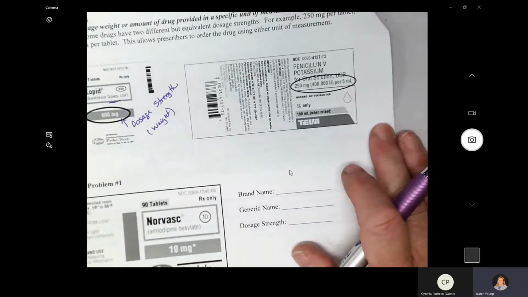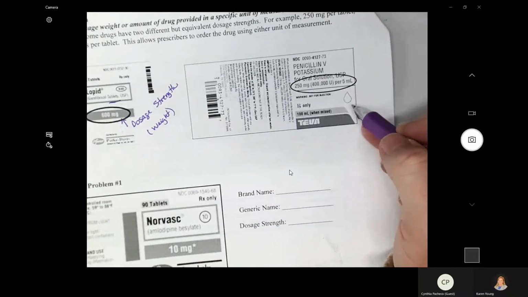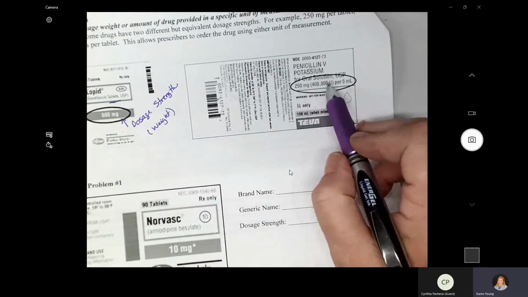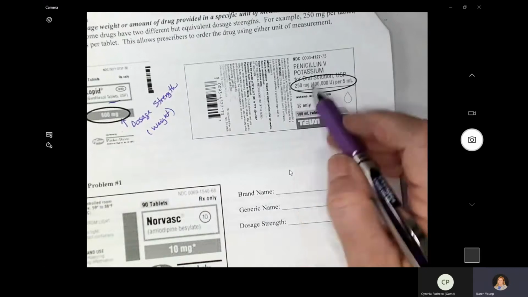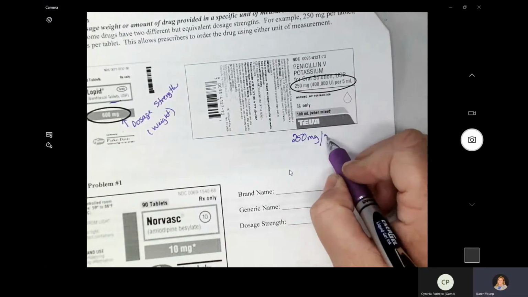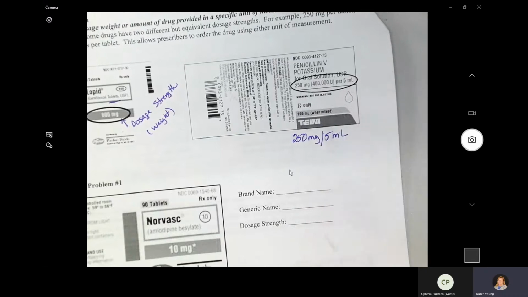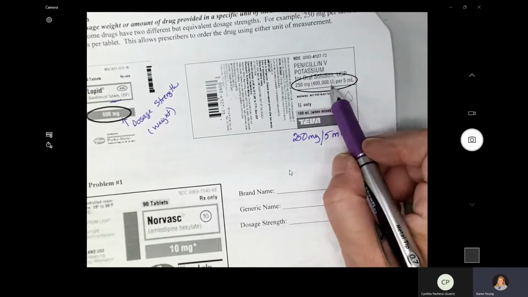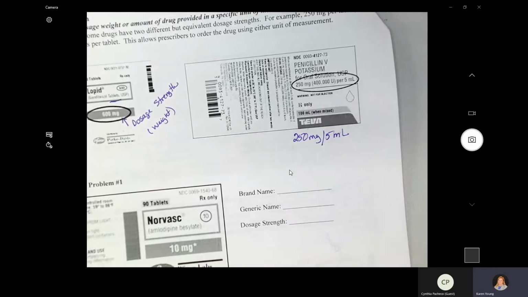On the penicillin, it's a liquid because it's an oil solution. There's 250 milligrams in every 5 milliliters, so per 5 milliliters. Or they also give you the units. There's 400,000 units per 5 milliliters. So sometimes the dosage strength is a weight, but not always. Just remember, it's the weight, the 250 milligrams in every 5 milliliters.